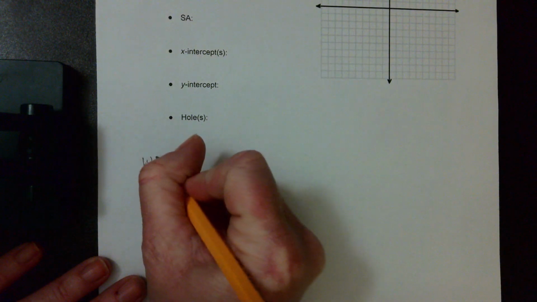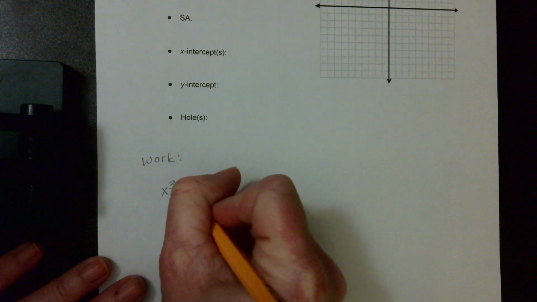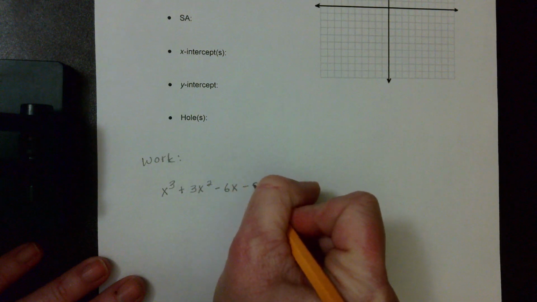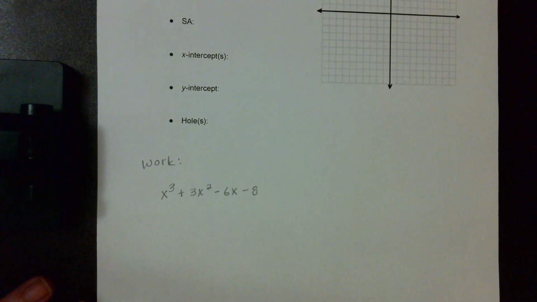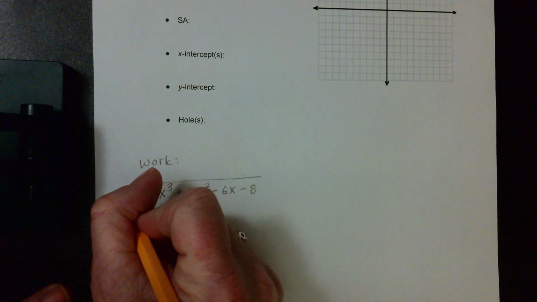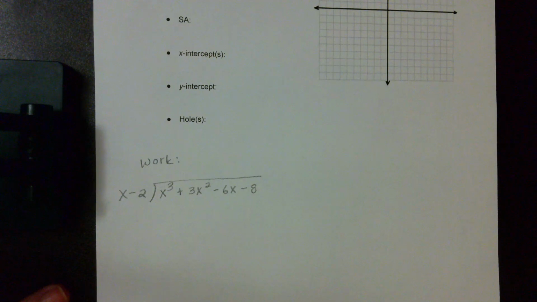So I always give myself a little workspace. I have x cubed plus 3x squared minus 6x minus 8. A trick for this is frequently we're looking to see if we have a common factor between the numerator and the denominator. So one of the things that I might do is go in and see using long division if x minus 2 is a factor. Okay, so right now pause the video and do the long division.